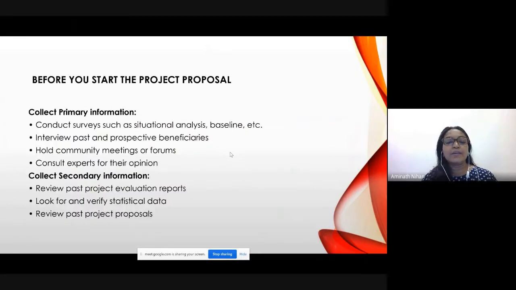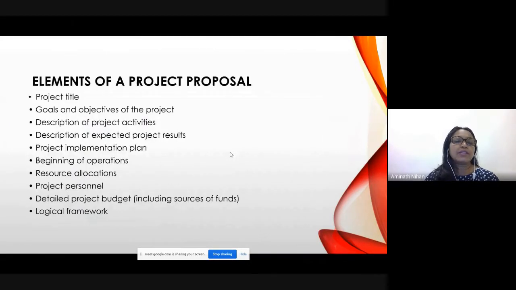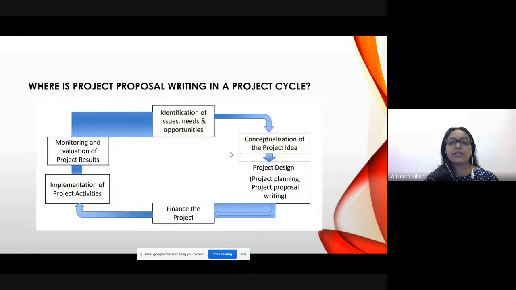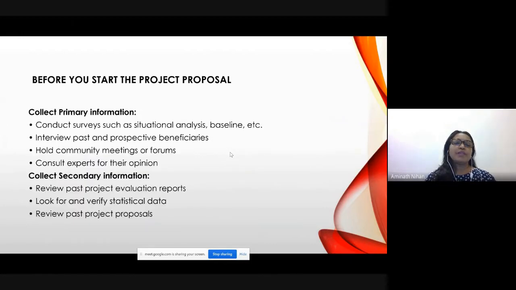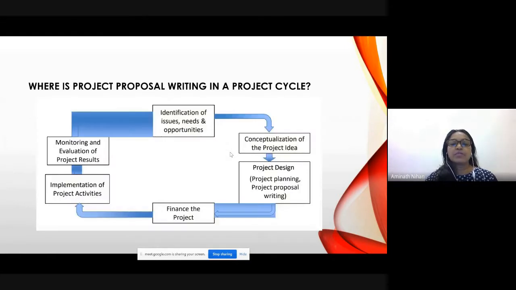Here you are indicating the goals, the description of activities, implementation plans, resources, personnel, logical framework, all that. So project proposal is the part where the project designing happens, right? So what you are doing in the proposal is actually designing the project, okay? So before you start the project proposal, these are the important things you have to do, right? Because the issues, needs and conceptualization part should come ahead of project proposal writing.